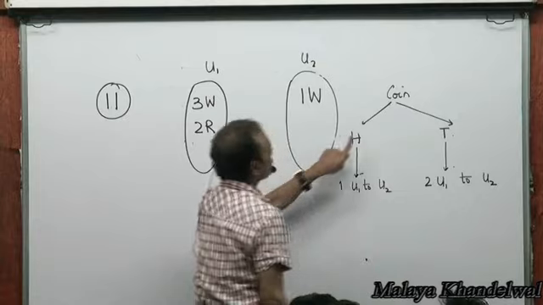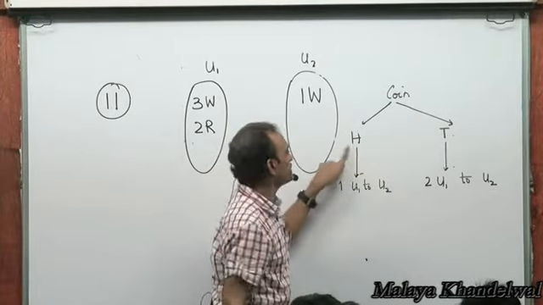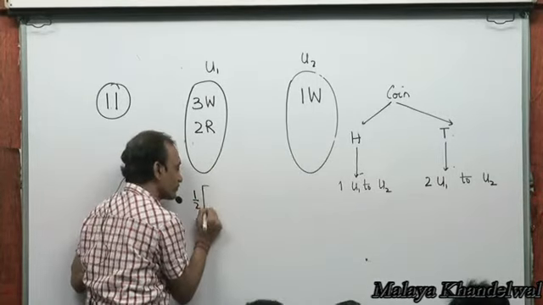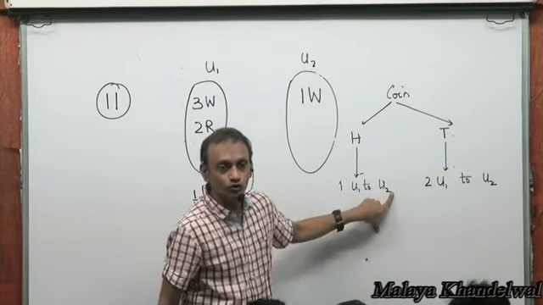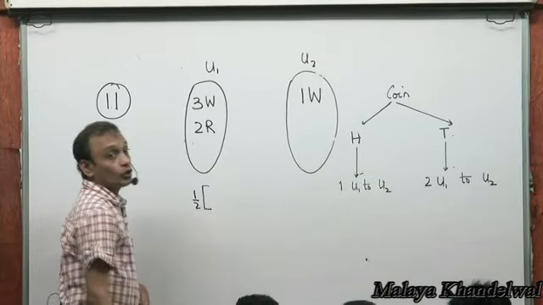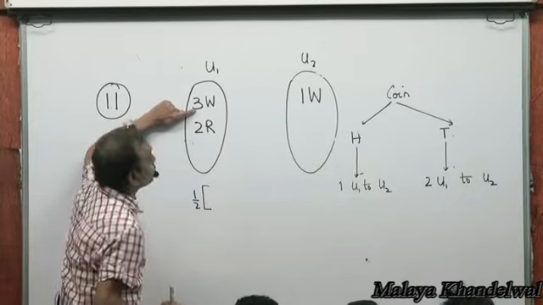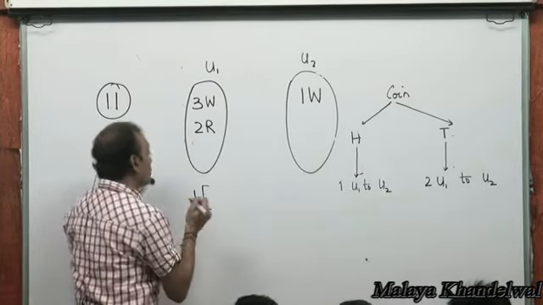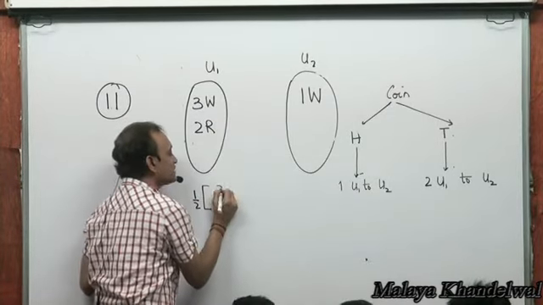Now, very simple issue really. First of all, come down the tree. This or this. If it's head, the probability is half. And one ball transferred from U1 to U2. Now, one ball could have been white or it could have been red. Suppose the one ball drawn is white. Then the probability that it's white is 3 by 5.